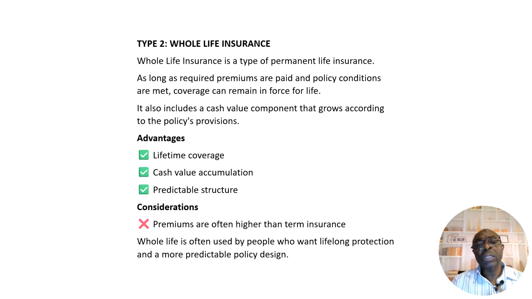Then the second one is called whole life insurance. Whole life insurance is a type of permanent life insurance. As long as required premiums are paid and policy conditions are met, coverage can remain in force for life. It also includes a cash value component that grows according to the policy's provisions.